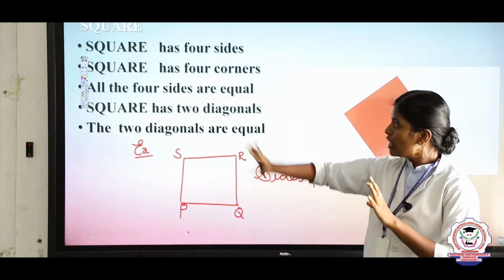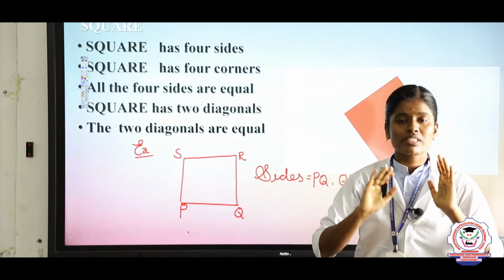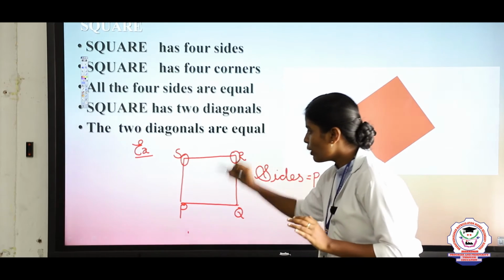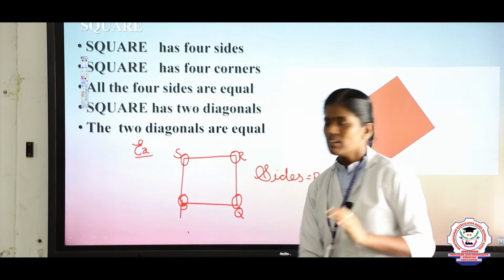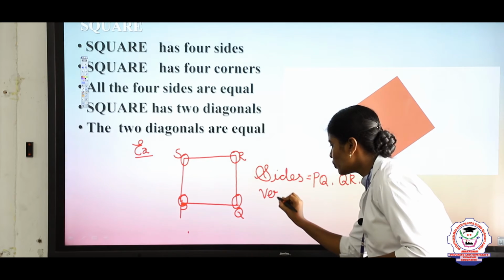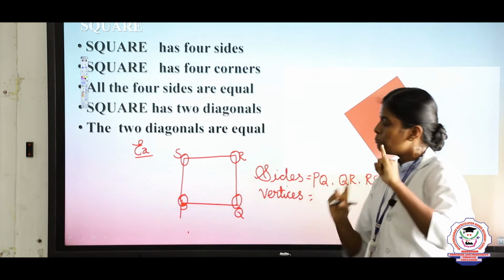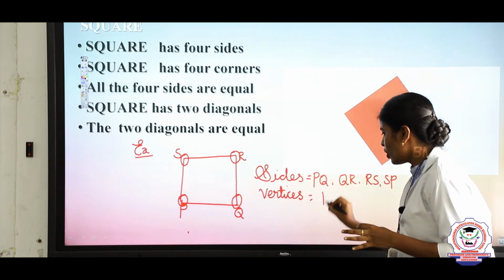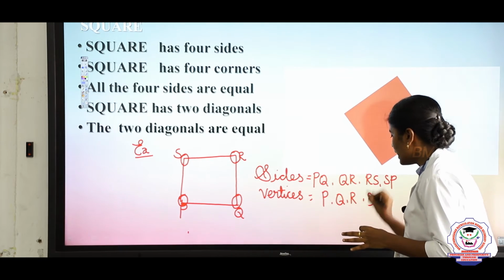Next we will see the corners. Corners are also known as the vertices. Here how many vertices do we have? 1, 2, 3, 4. Totally we have 4 vertices. So write vertices equal to P, Q, R and finally S.